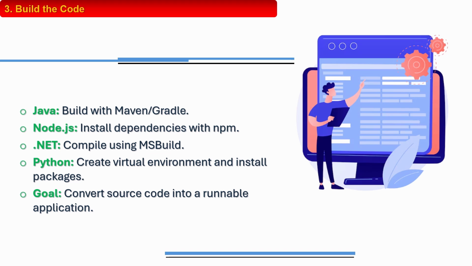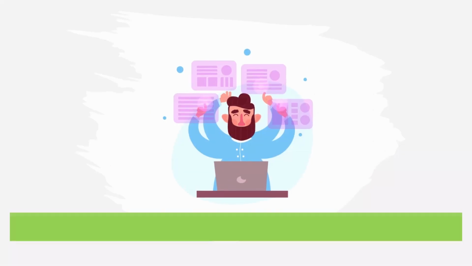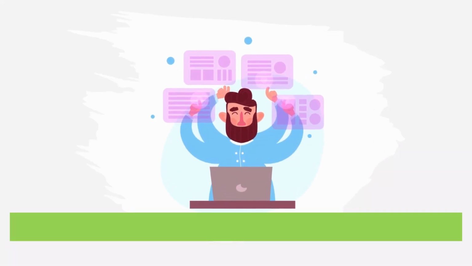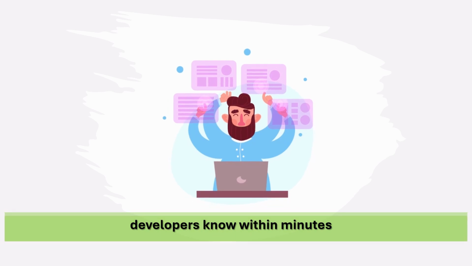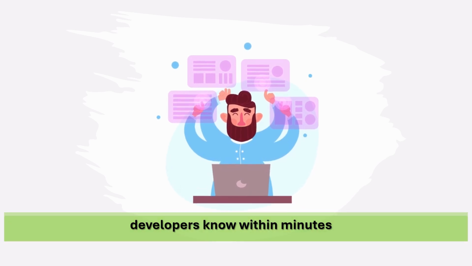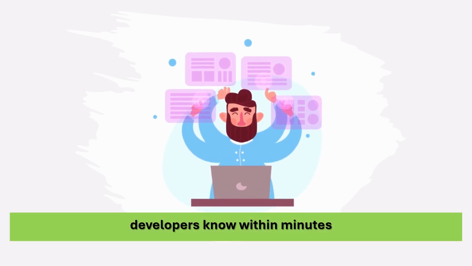If compilation fails, Jenkins immediately stops the pipeline. There is no reason to continue testing software that cannot even build successfully. The developer receives instant notification and corrects the issues before moving forward. Notice how quickly problems are detected. Instead of discovering compilation issues and failures several days later, developers know within minutes. This is another major advantage of continuous integration.